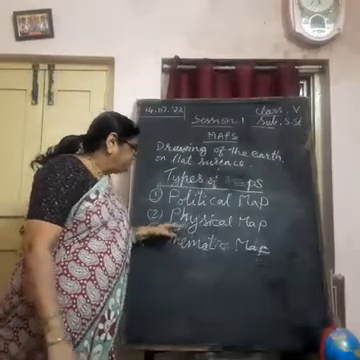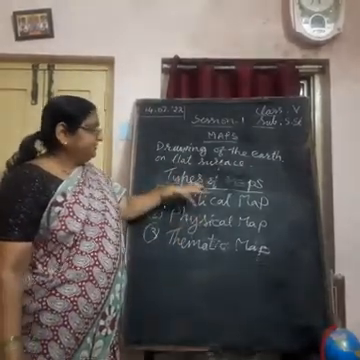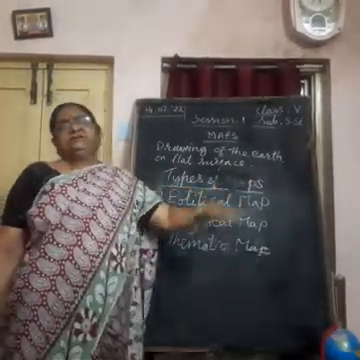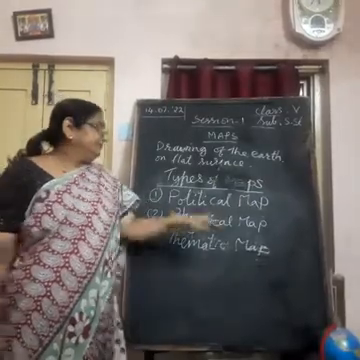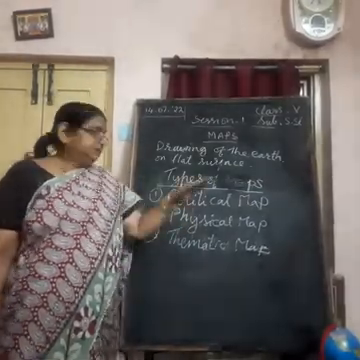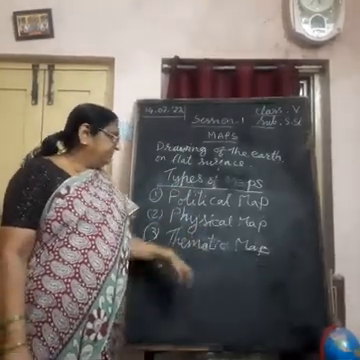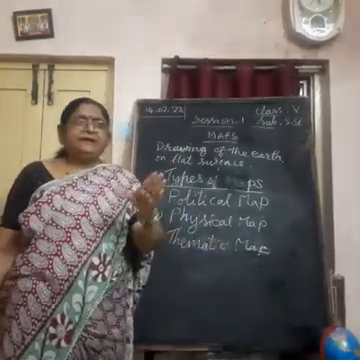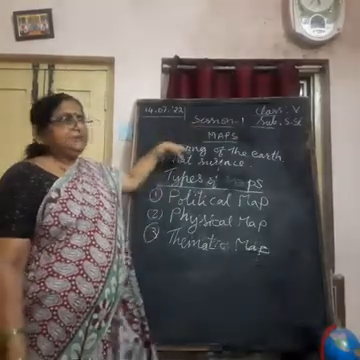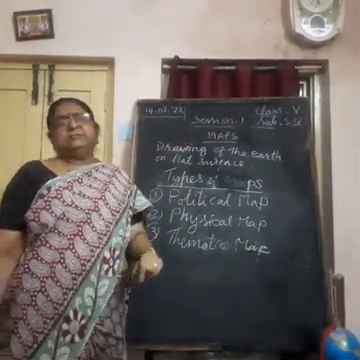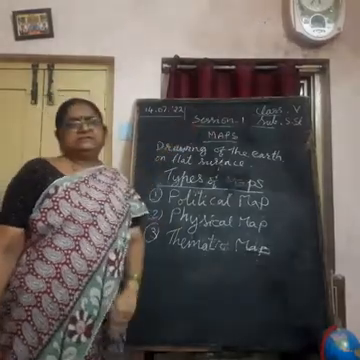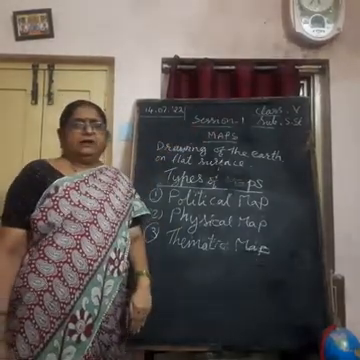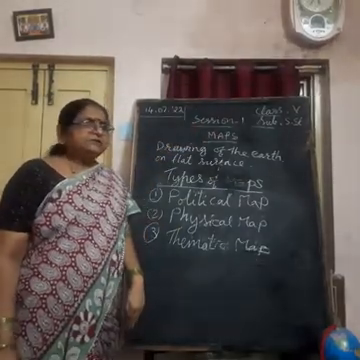The map which shows us such solid figures of these parts on the earth, or the features on the earth, they are called physical maps. Then what are thematic maps? Thematic maps are made taking one theme into consideration. Theme means topic. Taking one topic into consideration, they are made. Understand? What are these themes?